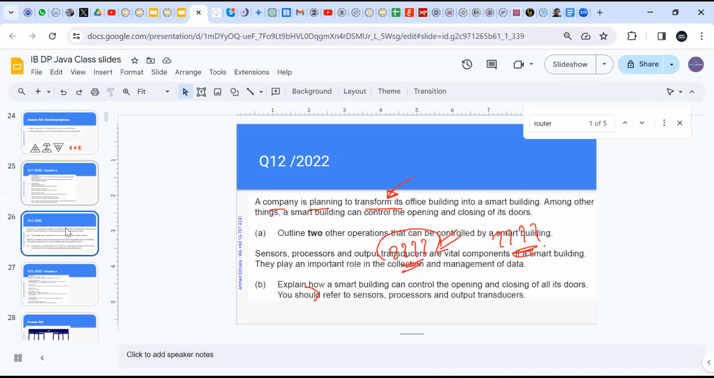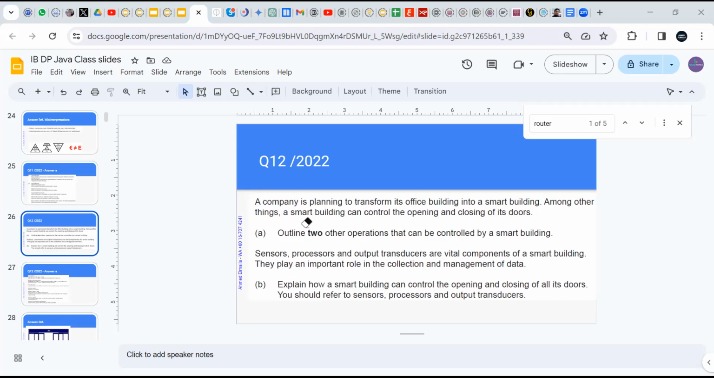Okay, I think let's move. So I would say here, this is about control. A company is planning to transform its office building into a smart building. This is an exam question, like we always do. Among other things, a smart building can control the opening and closing of its doors. Outline two other operations that can be controlled by a smart building. So, are you able to give me some insights here? Some operations that can be controlled by a smart building.